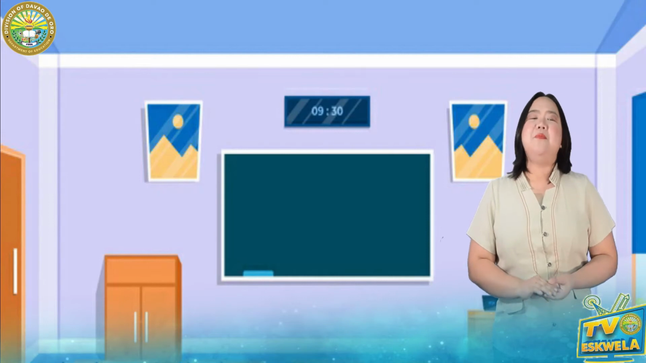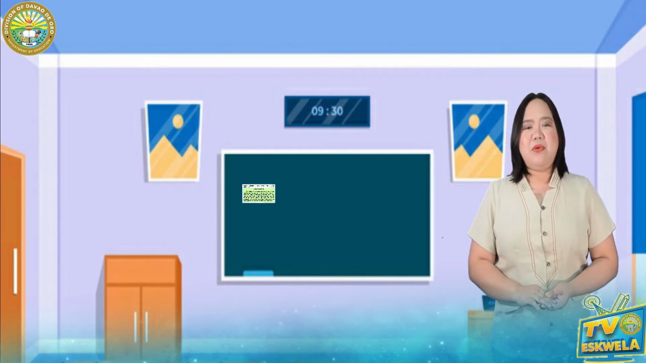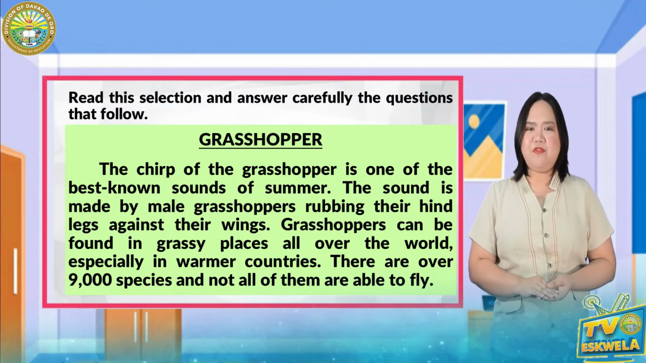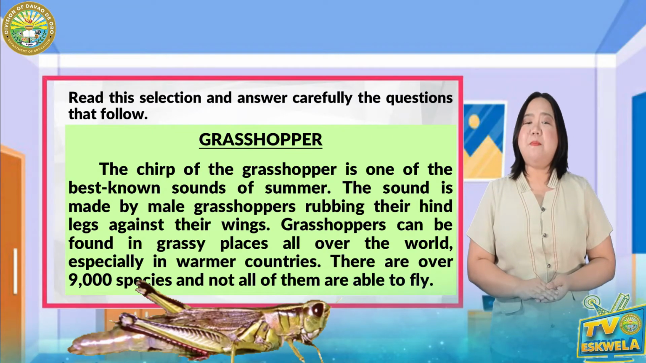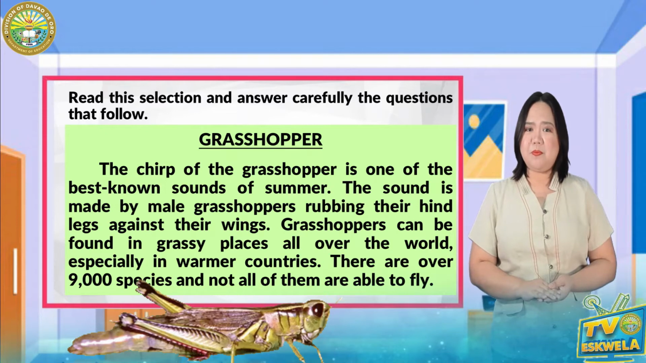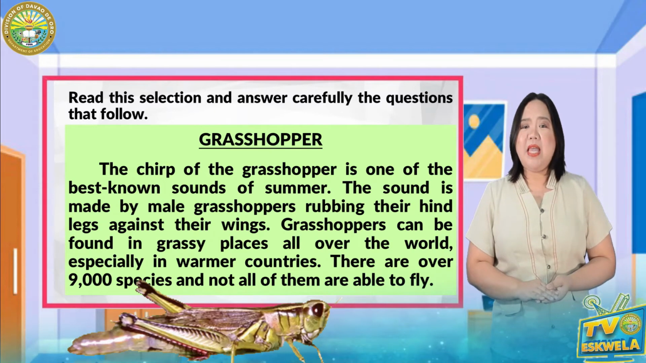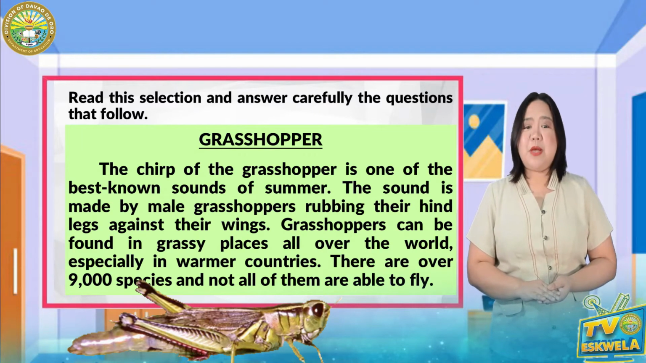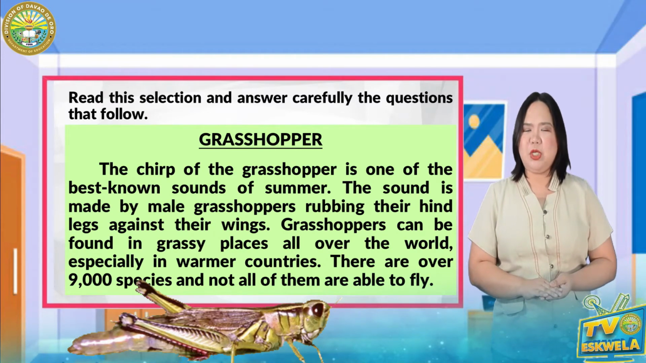All right, kids, buckle up for the next slide. Read this selection and answer carefully the questions that follow. The chirp of the grasshopper is one of the best known sounds of summer. The sound is made by male grasshoppers rubbing their hind legs against their wings. Grasshoppers can be found all over the world, especially in warmer countries. There are over 9,000 species and not all of them are able to fly.